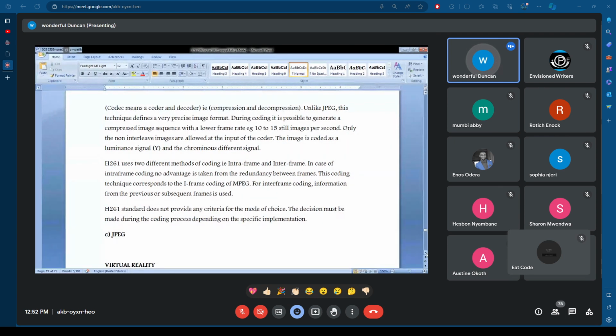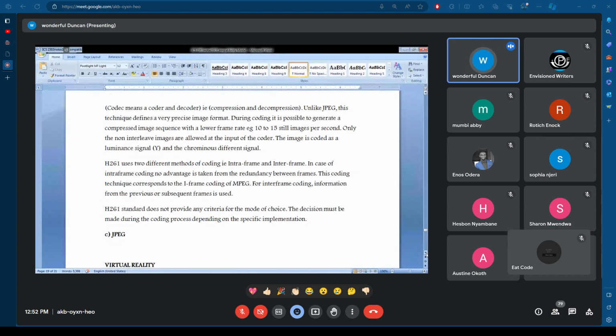H261 uses two different methods of coding, i.e. intra-frame and inter-frame. Intra-frame is self-contained; it does not depend on any previous or following frames.